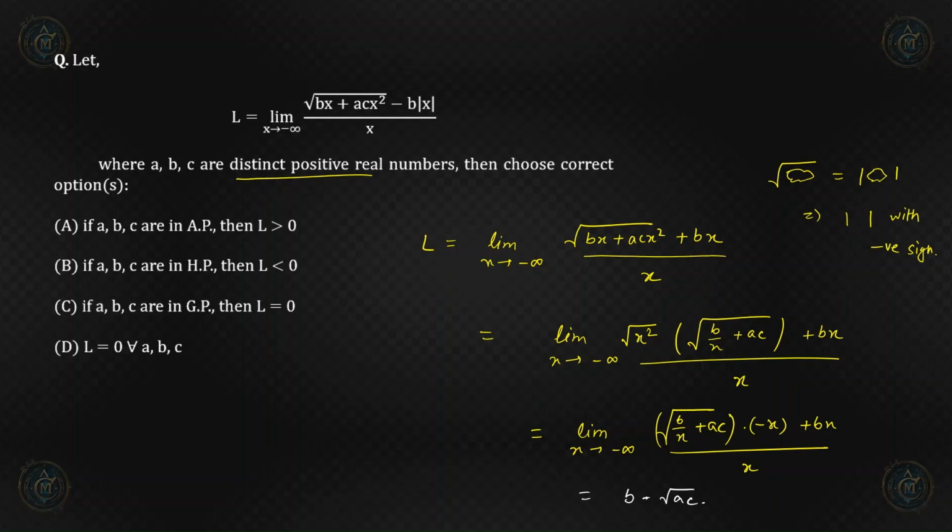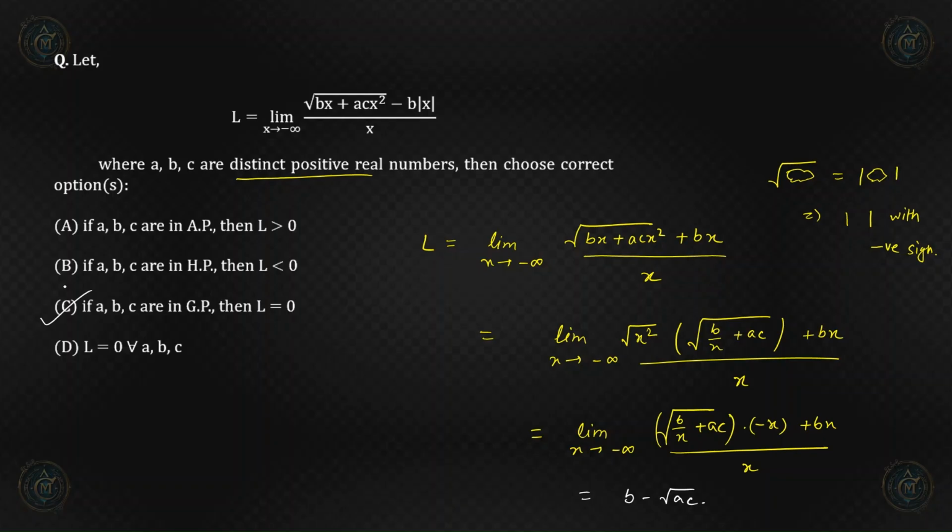Now what does this mean? b equal to root ac means that a, b, c must be in GP. And a, b, c are distinct positive real numbers, we are saying. So b is positive, so root ac will also be positive and defined. So we can say if a, b, c are in GP, then L equal to 0. This will be absolutely correct.